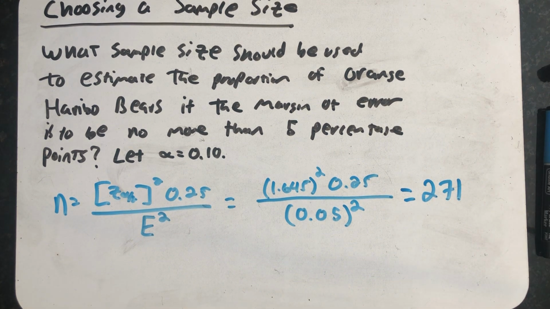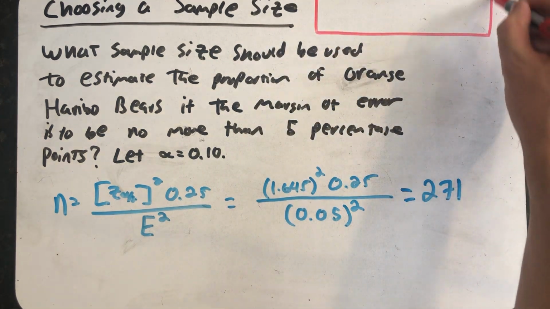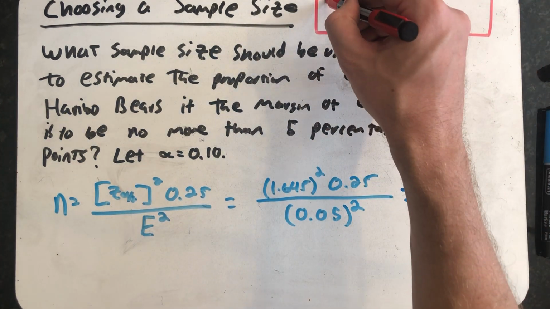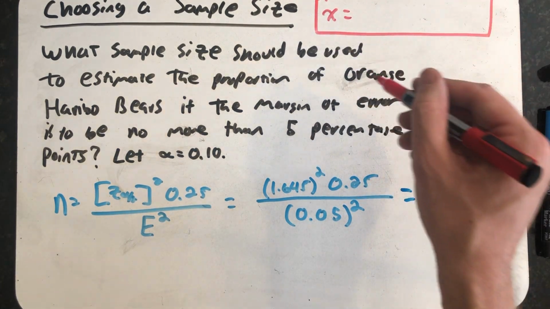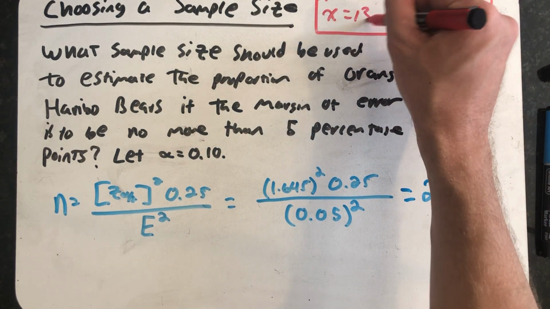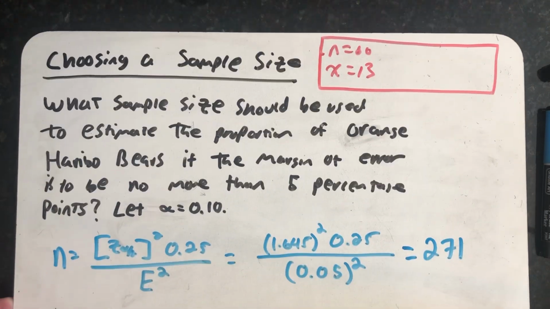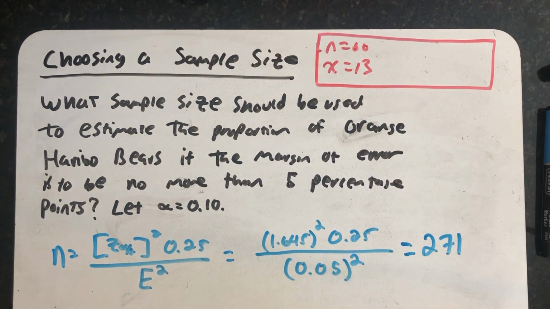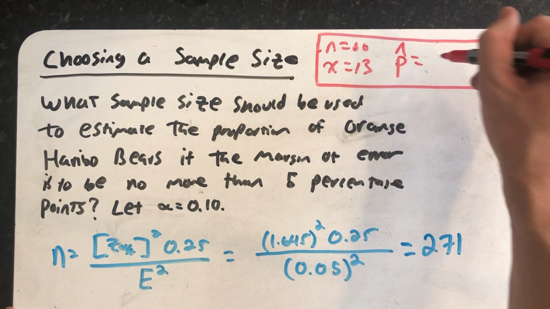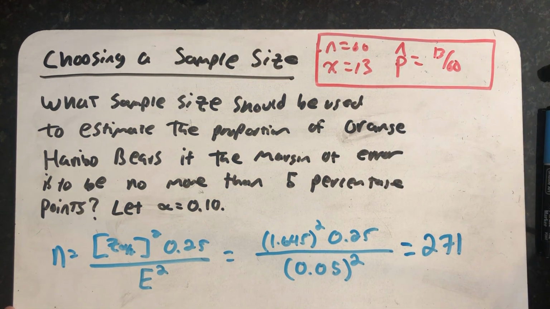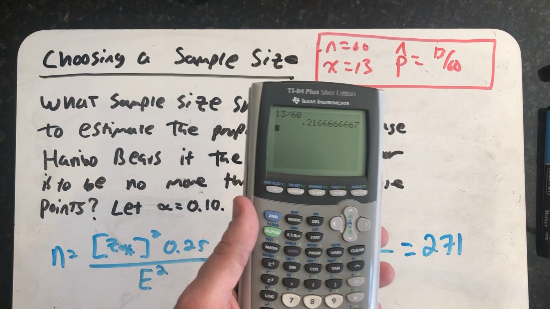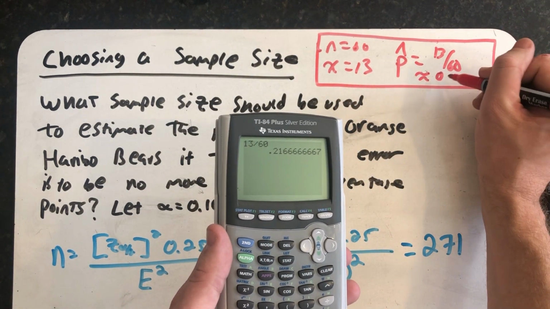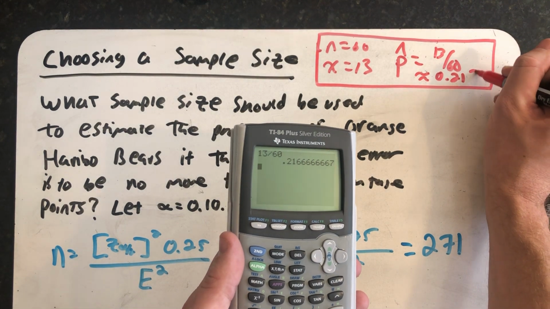Okay, so now I want to remember that I actually did a pilot study. In that previous video, I had a sample of 60 Haribo bears, and 13 of them were orange. I'm writing off screen: 60 total bears and 13 were orange, and that would make p hat 13 out of 60, or about 0.217.